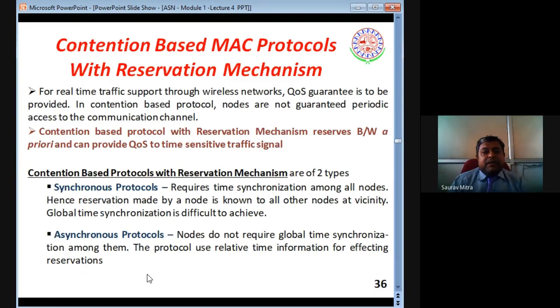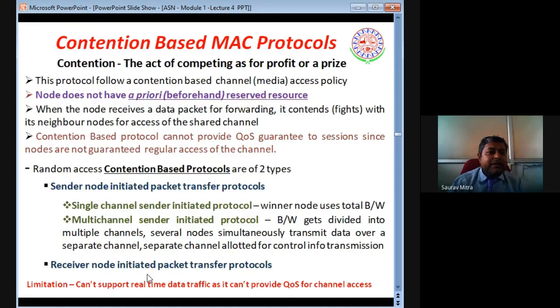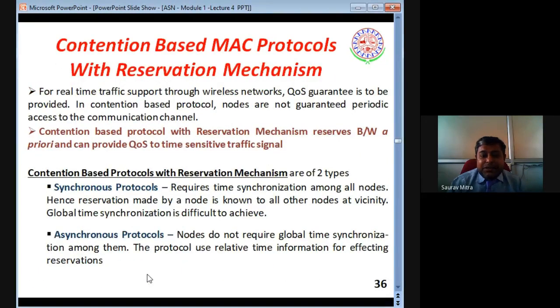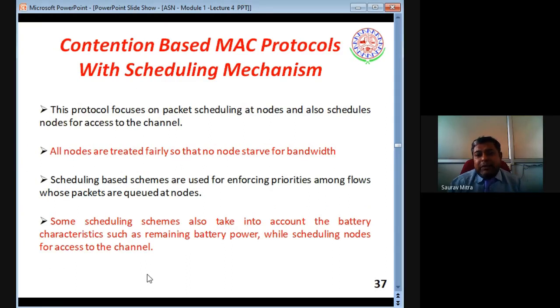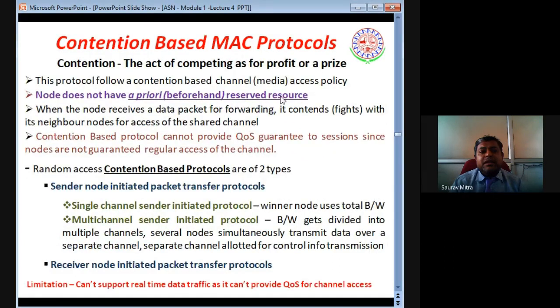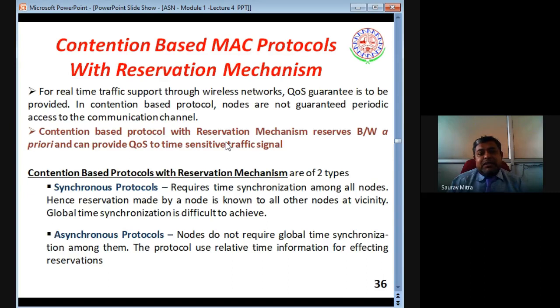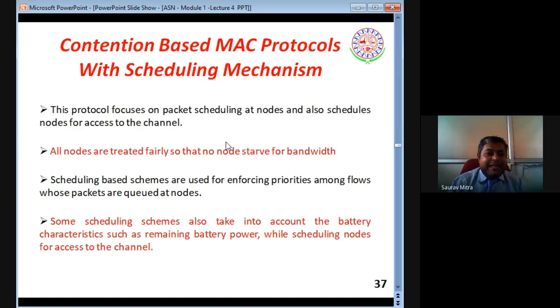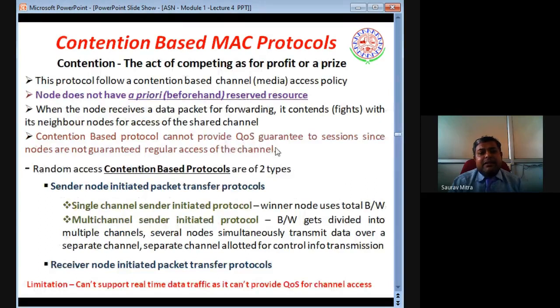Then this is the second part, which is called contention based MAC protocol with reservation mechanism. This is better than the previous one, which is the simple contention based MAC protocol. This we will do next day, with the reservation mechanism and with the scheduling mechanism. So the first and most primitive part is the contention based MAC protocol, and mainly we will be doing that. There are two protocols we will do, MACA and MACA-W. Contention based with reservation and contention based with scheduling we will see next day, and we'll enter the main part of MAC protocols as given in the module 1 syllabus.